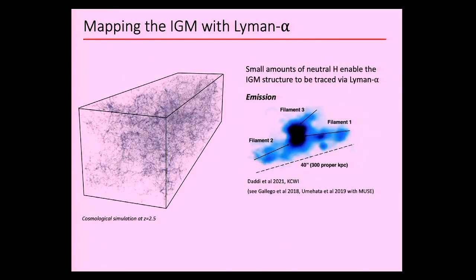So in dense regions of the IGM, you can detect emission from Lyman-alpha. This is really just starting to be done over the last 5 years or so on a large scale with the advent of IFUs like KCWI and MUSE. This is a really nice example of a few filaments that seem to be converging on the structure around redshift 2.7, I think.